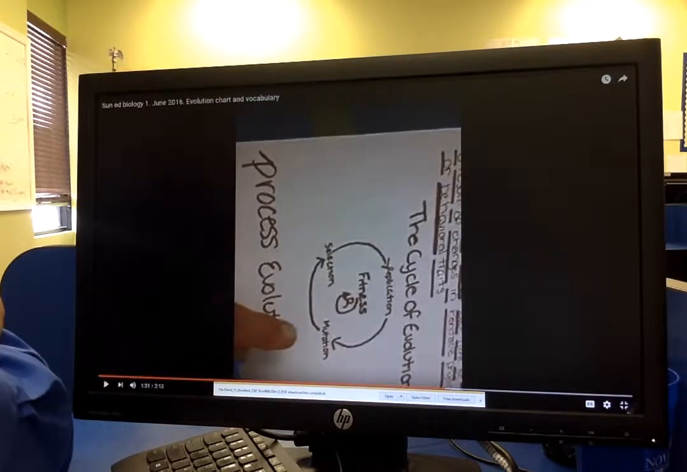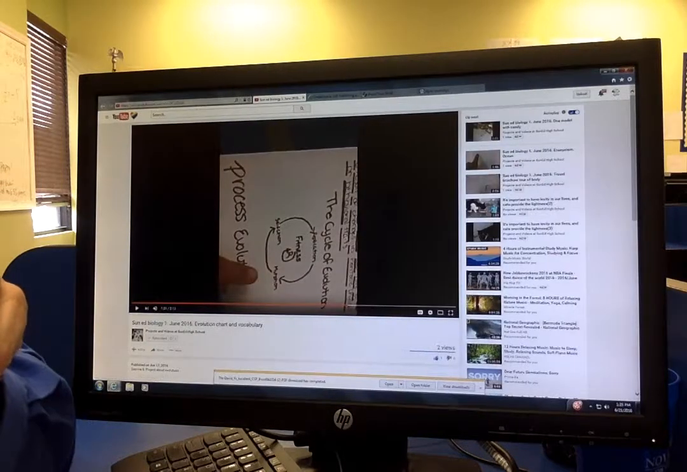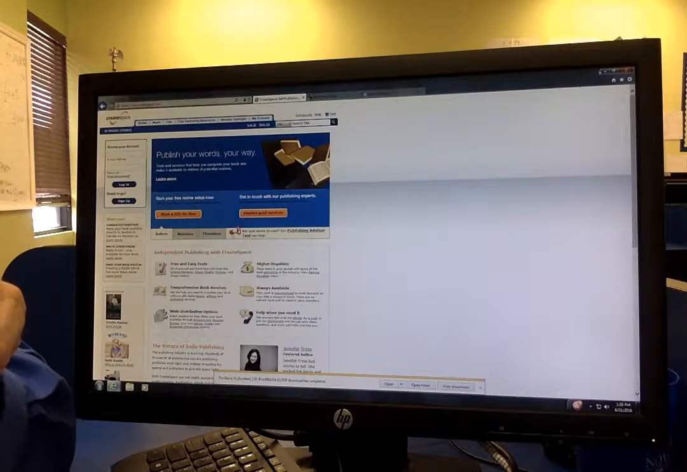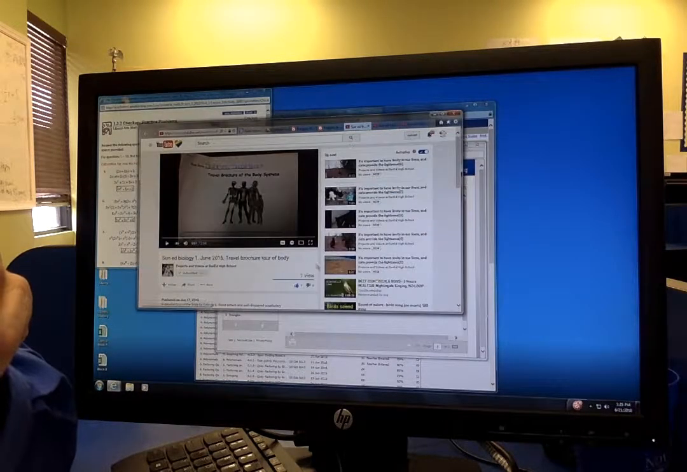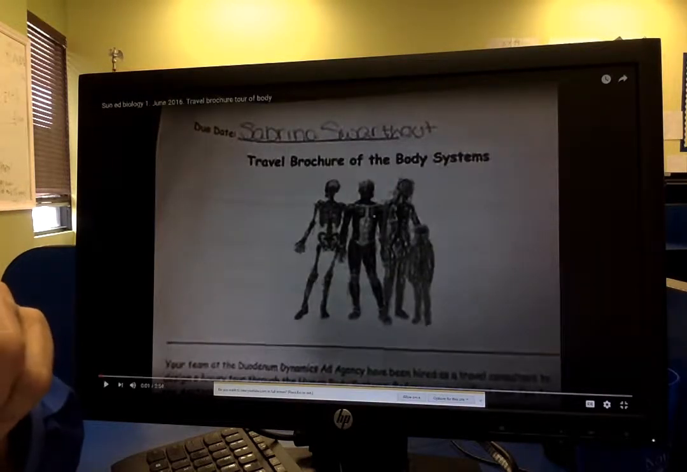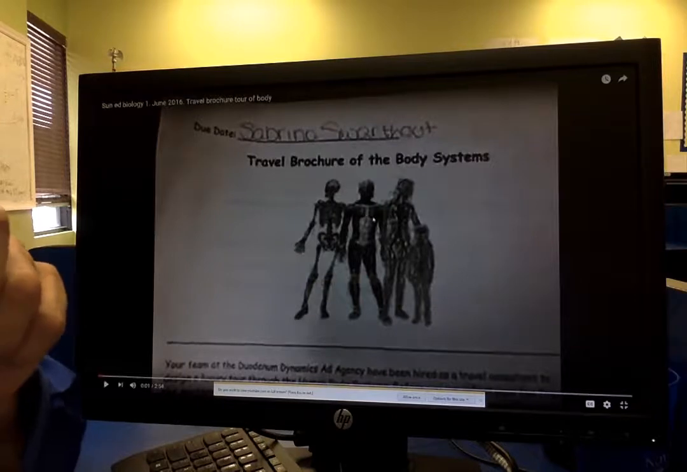I'm now going to move on to a different picture. One of the pictures that I thought was quite interesting comes from your travel brochure. I thought that was very clever. A travel brochure of the body.